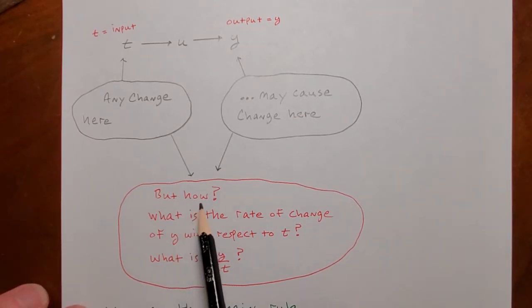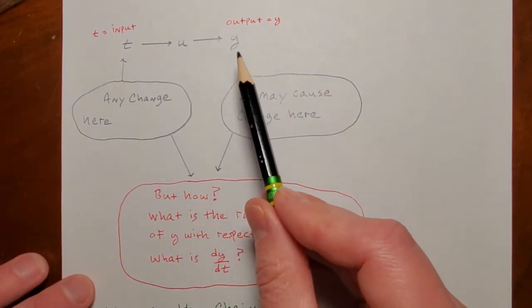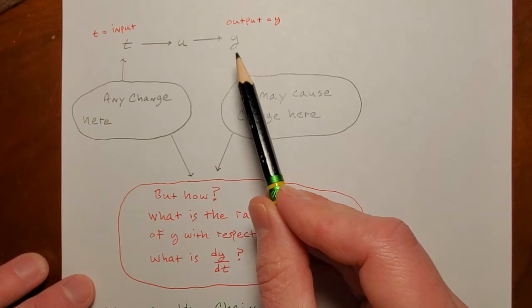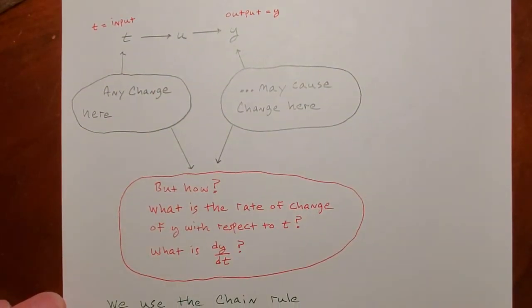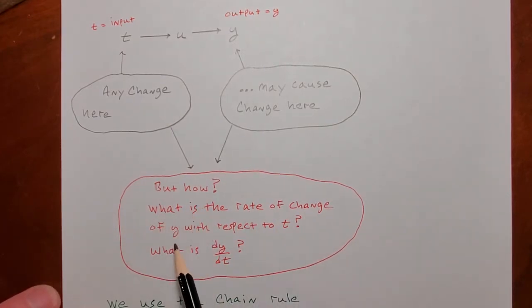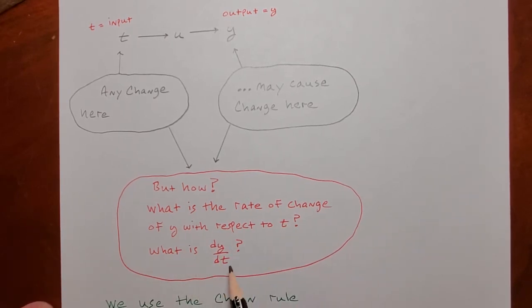But in calculus, we want to know how. Does y change a lot? Is it really sensitive to change in t? How sensitive is it to changes in t? That sort of thing. Another way to phrase that question is, what's the rate of change of y with respect to t? Or what's the derivative? Or what's dy over dt?